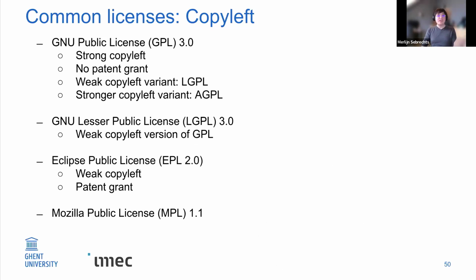There is also a weak copyleft variant, the LGPL. A lot of libraries use the LGPL, which is basically a weak copyleft license in the sense that if you change the code of the library, you need to make your changes open source. However, if you use the library in your closed source application, the rest of your application can remain closed source. The only thing you need to make open source are the changes to that library itself.